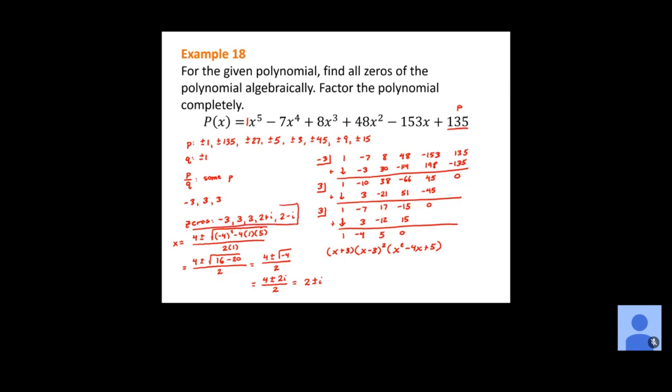There is our list of all 5 zeros, and here is our factored form. If you want to write the factors using the i's, that's fine. As long as you get at least to here with that irreducible quadratic, I'm fine with that too. So either one of those will be fine in terms of the factored form, okay, but then your list of zeros would need to include all 5 of those zeros. Any questions on that one now?